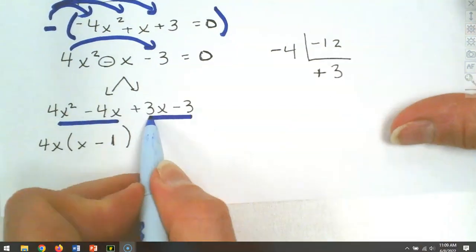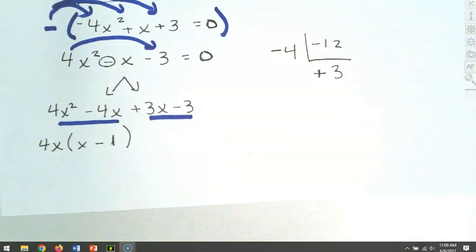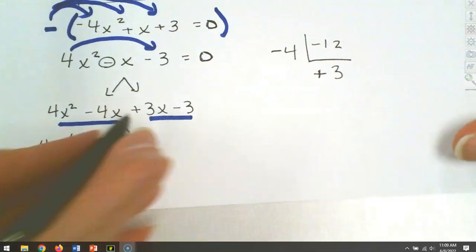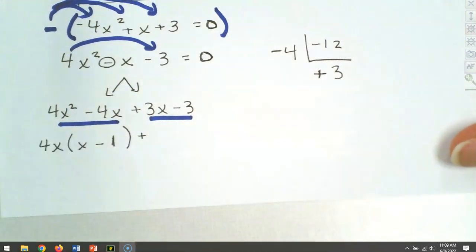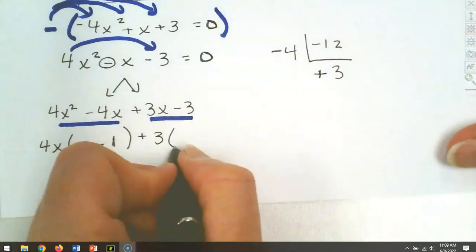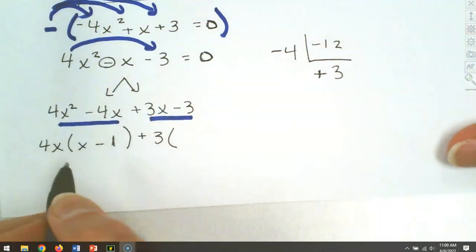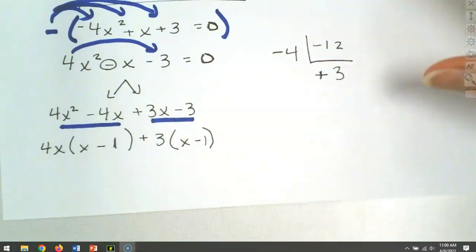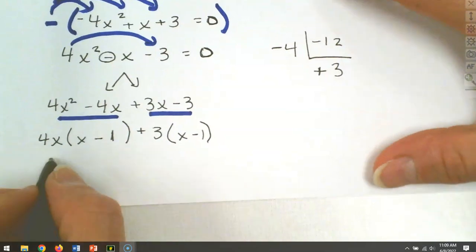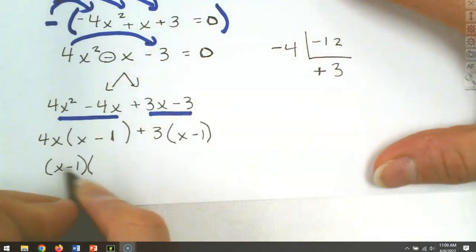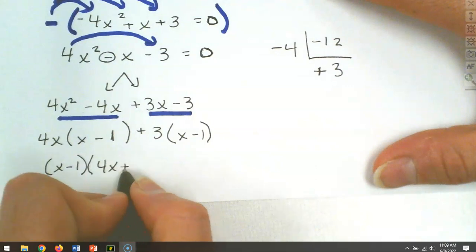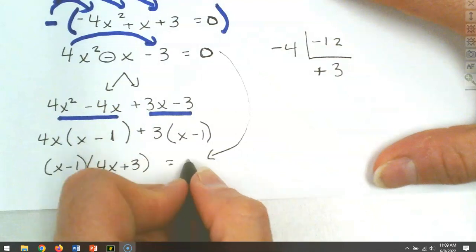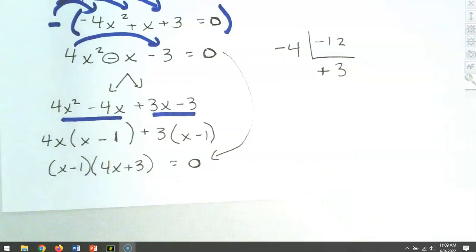And the next two pieces, what can come out of here? These have a what in common? 3. Okay, and if I take that 3 out, that is going to leave you with the same x minus 1. So now we've got it. So now we have x minus 1 and 4x plus 3, and that still equals 0, doesn't it? And we're almost done here.